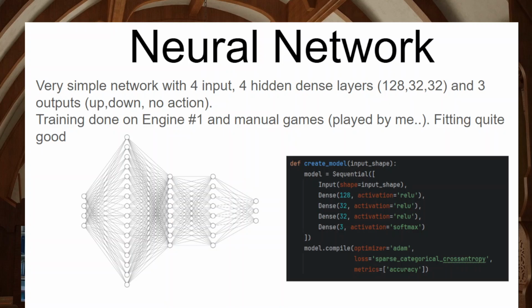The neural network is a very simple network. It has the inputs, ball and paddle position, and then three dense layers. The first one is 128, and then 32 and 32. I made several experiments, but then I found that this setting was quite good in terms of fitting.